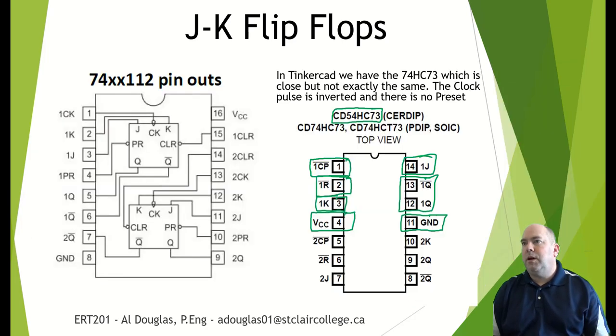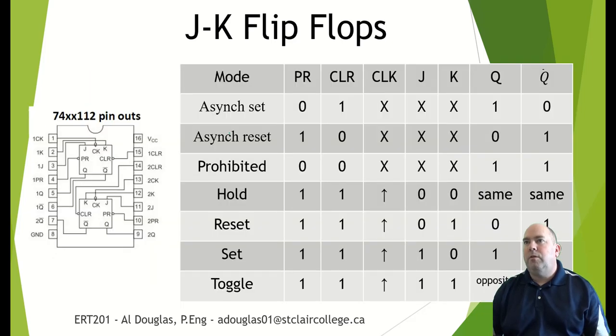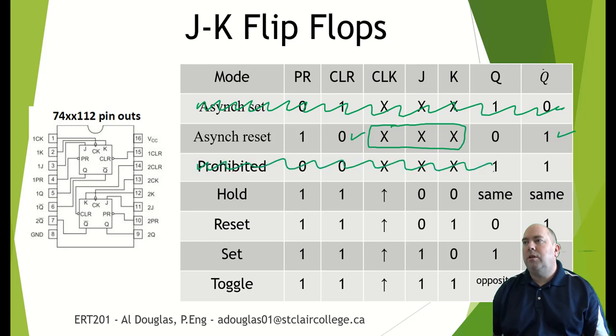So like we said there, we have reset but not preset, so we can't verify this in TinkerCad, but we can do all the other ones. So turning reset to a 0 gives us Q bar, regardless of what clock, J and K are doing. We never get the prohibited condition either. And then leaving that on, now we're operating as a JK flip-flop.